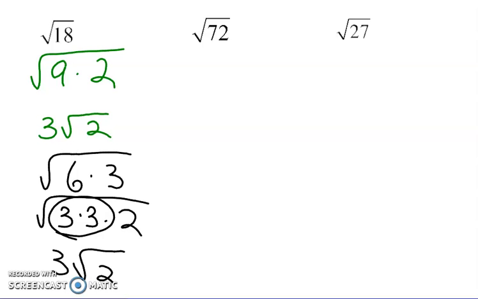Okay? So pause for a moment and try the square root of 72 and the square root of 27 on your own. So as we look at the square root of 72, the largest perfect square that goes into 72, notice I said the largest, was 36. So we have the square root of 36 times 2. We know the square root of 36 is 6. We leave the 2 under the radical.